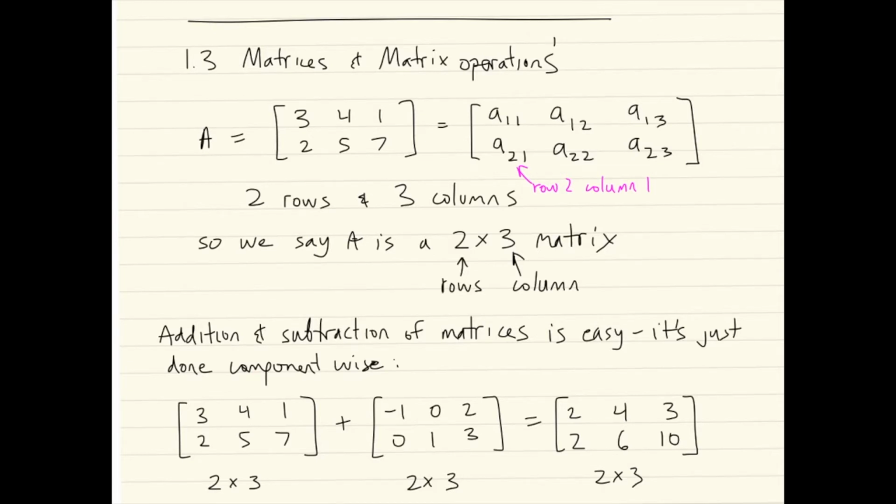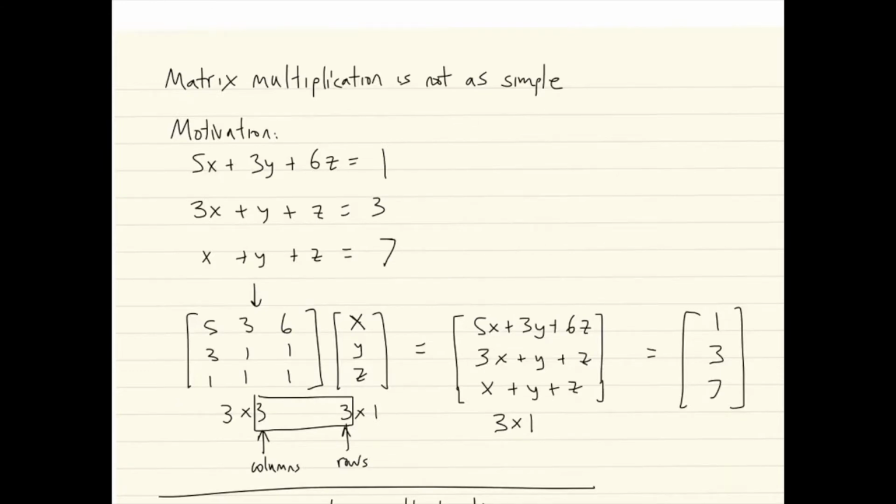Now, what's not so simple is matrix multiplication. And matrix multiplication is the most important operation. Before I tell you exactly how to multiply 2 matrices, let me give some motivation for why the definition is a little bit strange at first. So recall that the way we introduce matrices is through a system of linear equations.